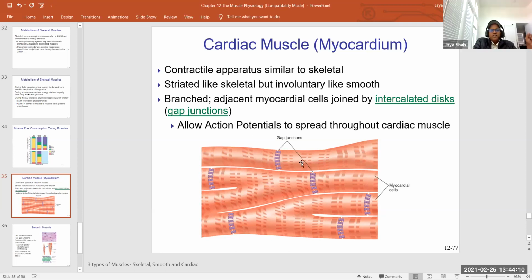That's why these intercalated discs help cardiac muscle work as a syncytium. That means if you stimulate one cardiac muscle cell, then through these channels, sodium, potassium, calcium, and other ions can easily spread to another cell. That's why if you stimulate a single muscle fiber of the heart wall, that will spread all over the cardiac muscle cells. We're going to talk about that in the cardiovascular system in detail.